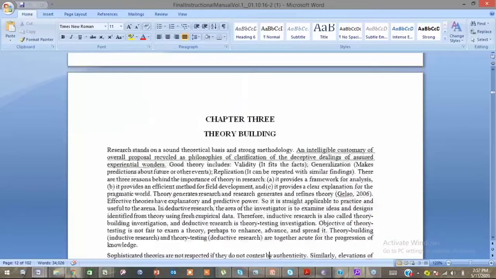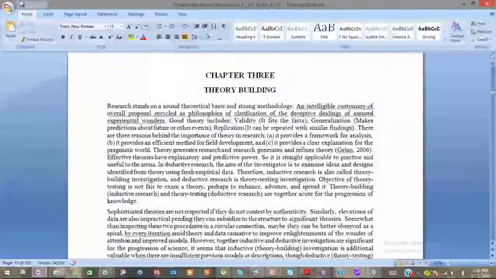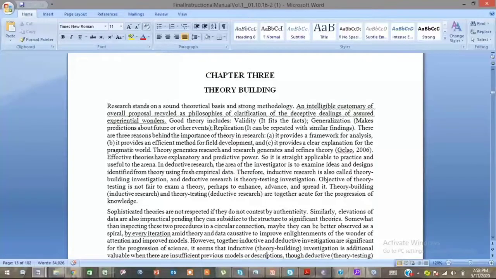So let's look at chapter 3 now, because we'll be a little bit fast in this. So let's say theory building. Research stands on sound theoretical basis and strong methodology. So what does a good theory include? Validation, that is facts; generalization, make prediction about future; replication, repeat with similar findings. These are the three main.